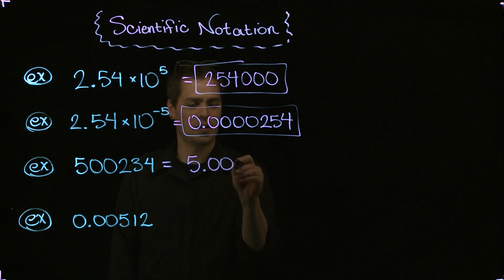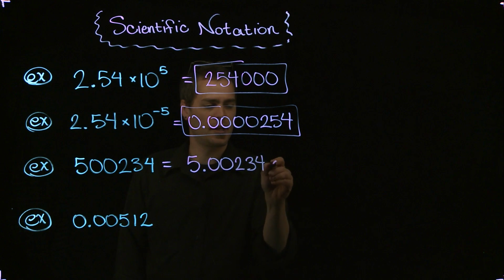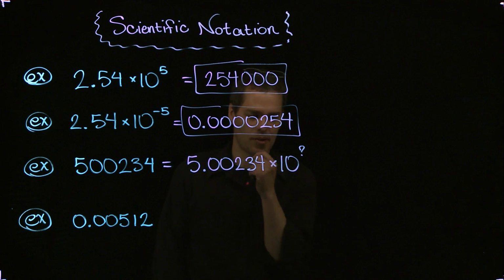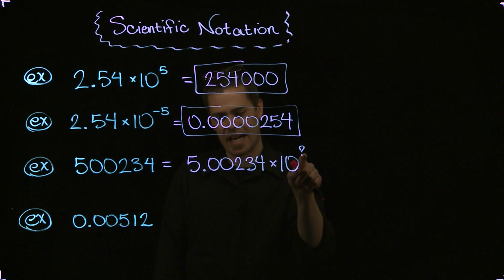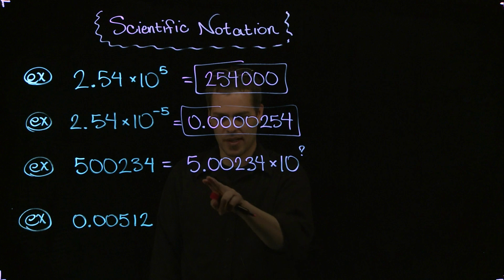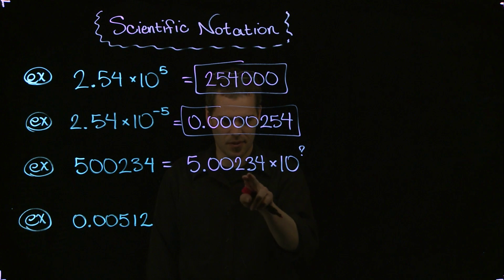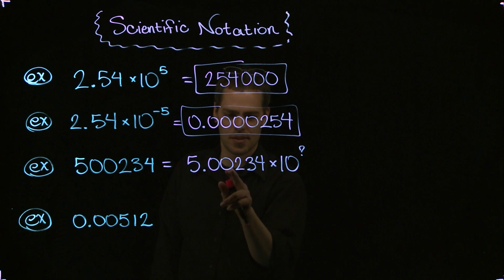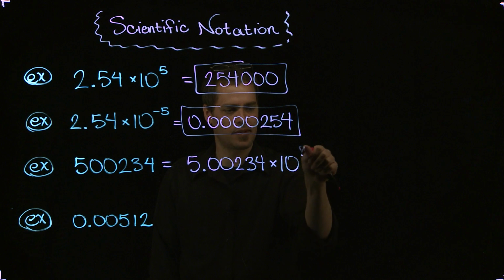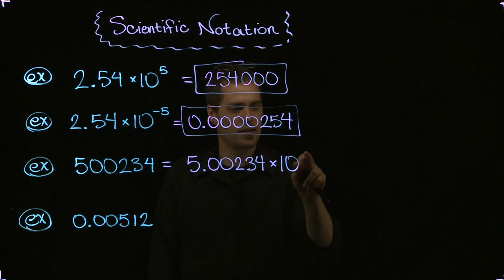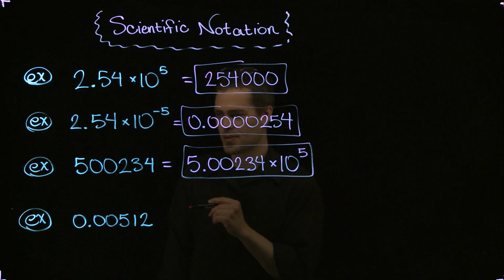0, 0, 2, 3, 4, and now I need to determine what the power is. Times 10 to the what power? So I like to ask myself, what power would this have to be to get back to that number I started with? Well, it would have to be a positive power, because if I started here, I need that decimal to move to the right to end up with that whole number. How many places do I need it to move to the right? 1, 2, 3, 4, 5 places. So I'm going to erase this and say, okay, this needs to be times 10 to the positive fifth power. And those are equivalent expressions.